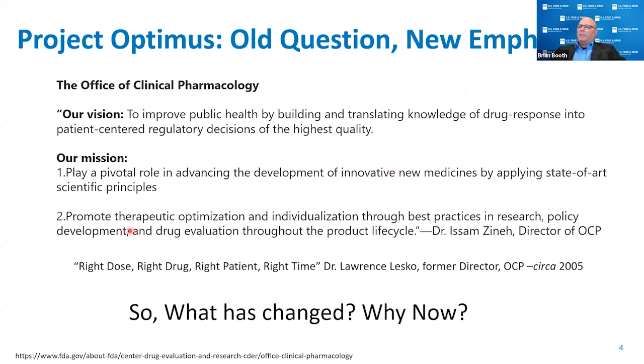And an important concept here is therapeutic optimization and individualization, okay, which is really all about dose. This isn't new. Even our former director coined the mantra, the right dose, the right drug for the right patient at the right time. And this is all about finding the right dose across therapeutic areas in drug development.